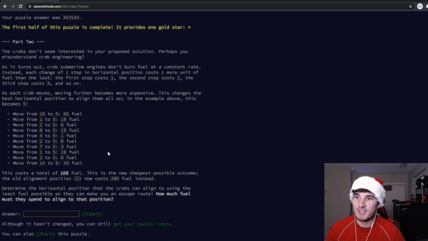So anyways, the crabs don't seem interested in your proposed solution. Perhaps you misunderstand crab engineering. Turns out crabs and marine engines don't burn fuel at a constant rate. Instead, each change of one step in horizontal position costs one more unit. The first step costs one, the second step costs two, the third step costs three, and so on.